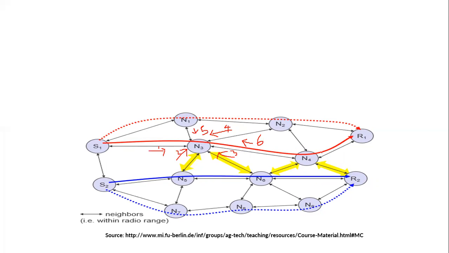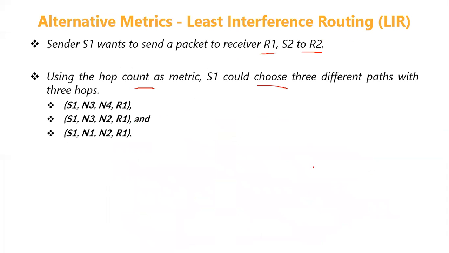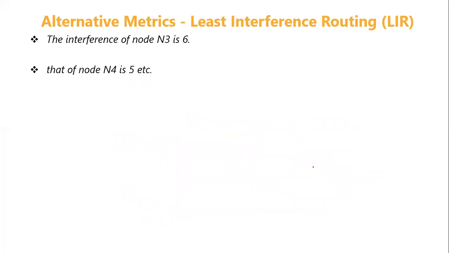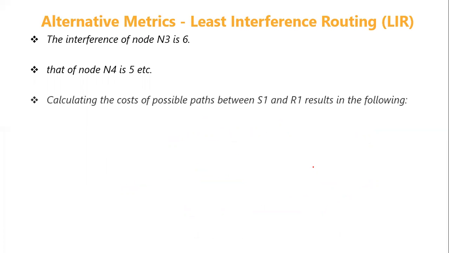Similarly, if you see N4, how many communications can it overhear? It can overhear N6, N3, N2, R1, and R2. So its interference value will be 5: 1, 2, 3, 4, 5. Like this, you can calculate the interference value for any node.